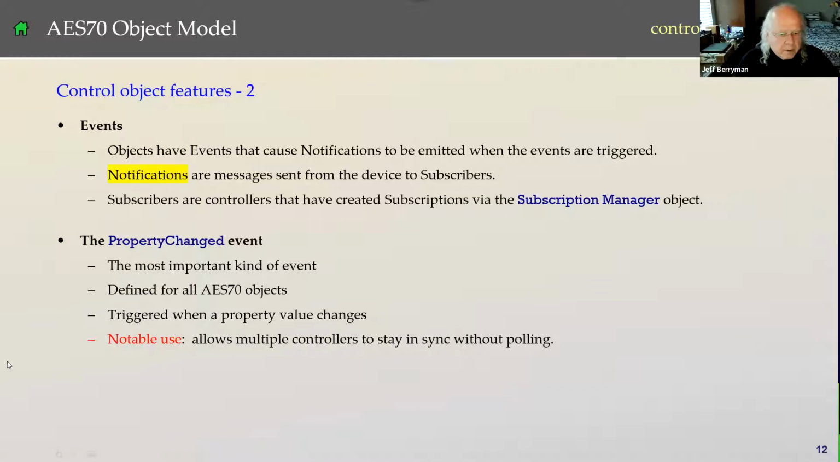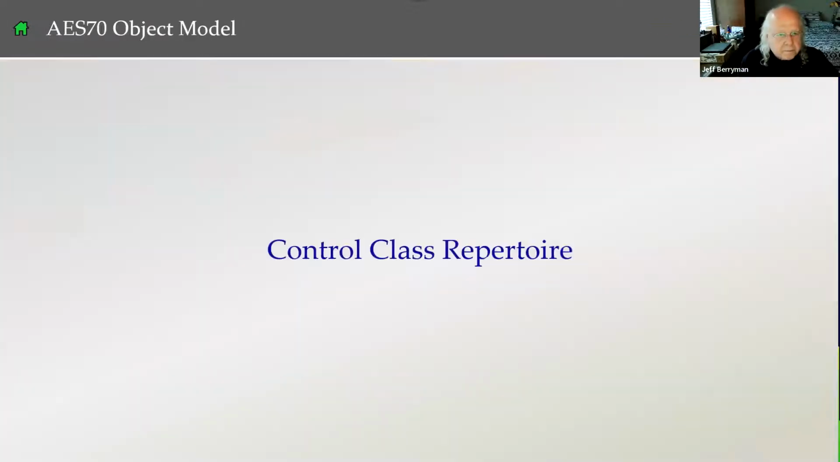And this is, as I pointed out before, the notable use of this: to allow multiple controllers to stay in sync without polling. You know, a goal of AES70 is to make it never necessary to be constantly asking a device about something, be it an audio level, or is your temperature okay, or has your gain changed? None of that stuff. AES70 has features that make that unnecessary, because polling doesn't scale on big networks, and AES70 scales up to big networks.